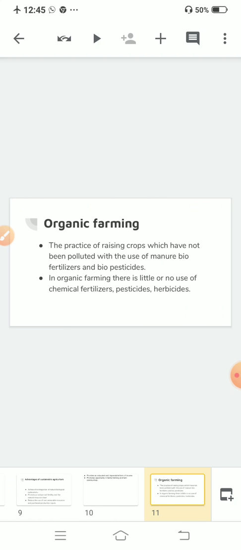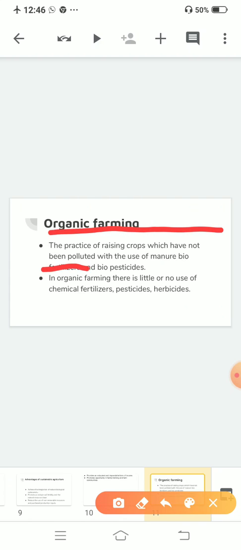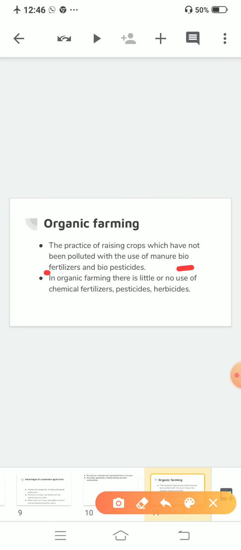Now our next topic is organic farming. So, what do you mean by organic farming? In this practice, crops are raised without pollution, with the use of manure, biofertilizer and biopesticides. That means in this type of farming, we will not use any type of chemical. Clear? We will not use any type of chemical. It is totally organic. It is totally natural. So, this type of farming is known as organic farming.